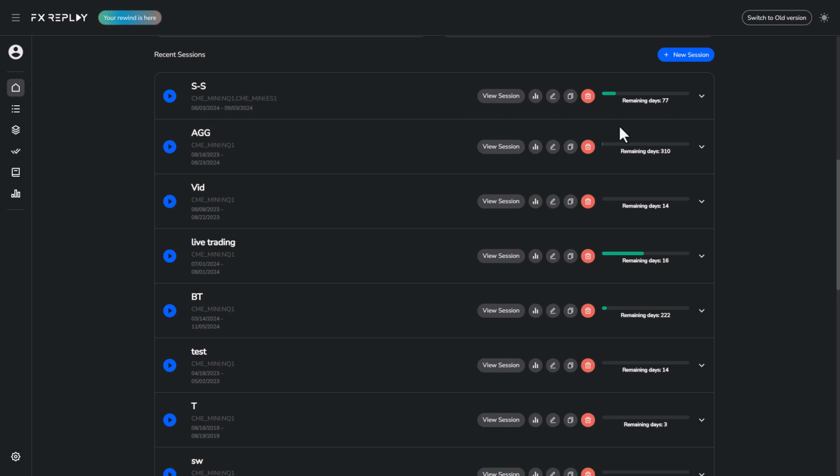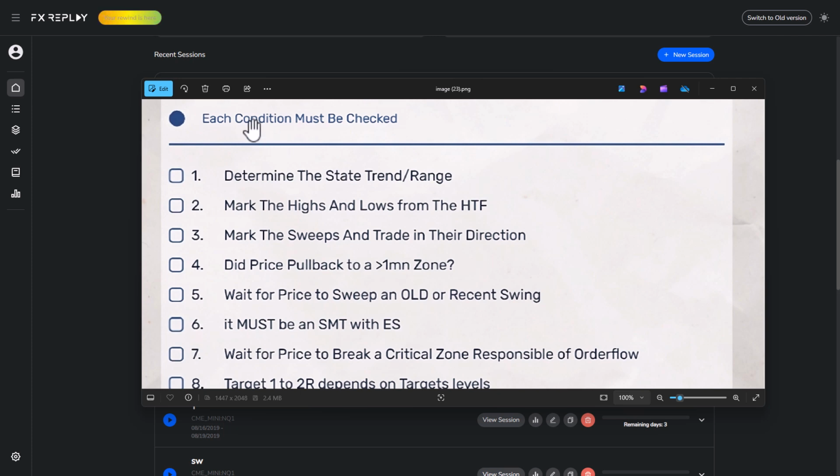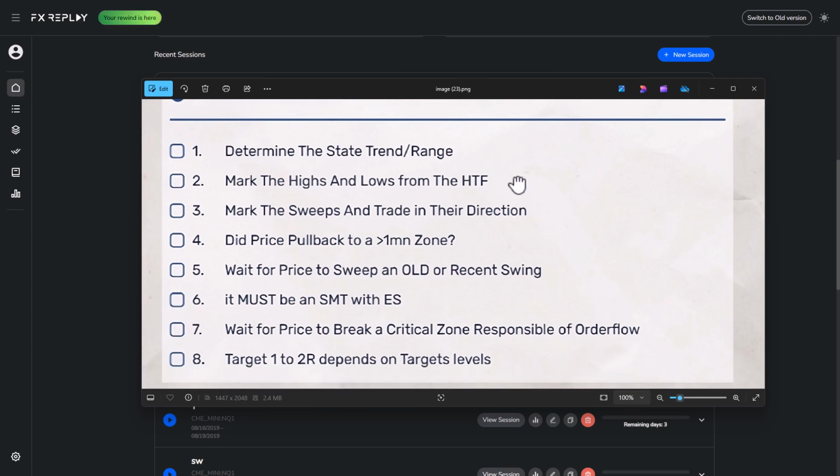And for the newcomers who don't know my strategy, I have a checklist right here, a simple checklist to go from step 1 to the last step to enter a trade. It is a really simple strategy, and each condition must be checked. First of all, we need to determine the state of the market when we start the trading session, whether we are trending or ranging. Very important, because the following steps depend on this.